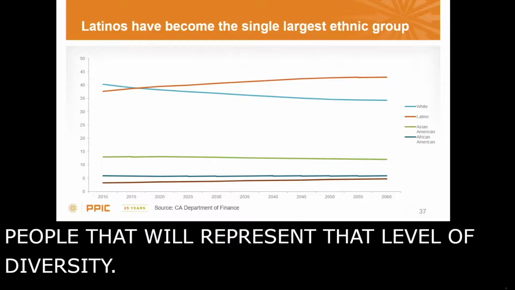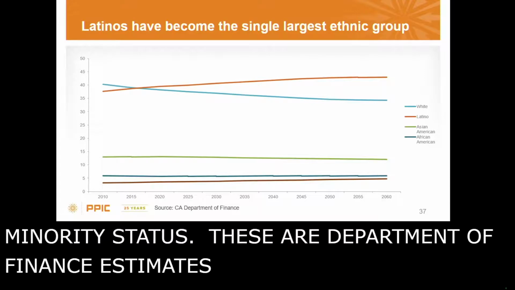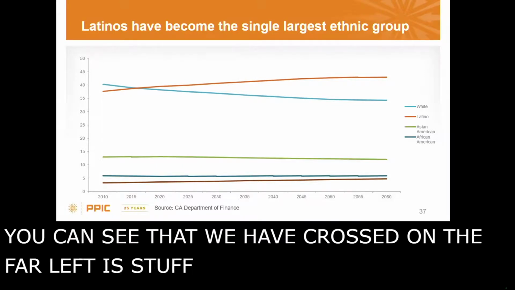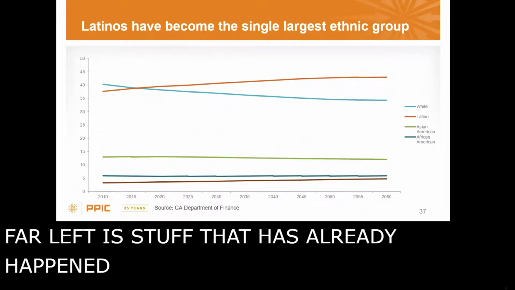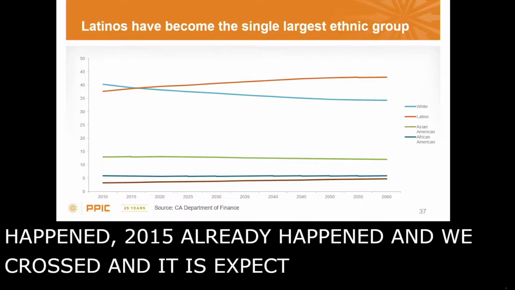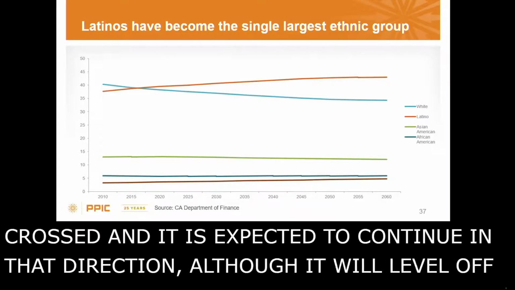And just to flag that majority-minority status. These are Department of Finance estimates for California for different racial and ethnic groups, and you can see that we have crossed. On the far left is stuff that's already happened. So 2015 has already happened, 2010 has already happened. We crossed where non-Hispanic whites are now a smaller share of the population than Latinos, and it's expected to continue in that direction, though it will kind of level off in future decades. But that's the trend. That's where we're headed.